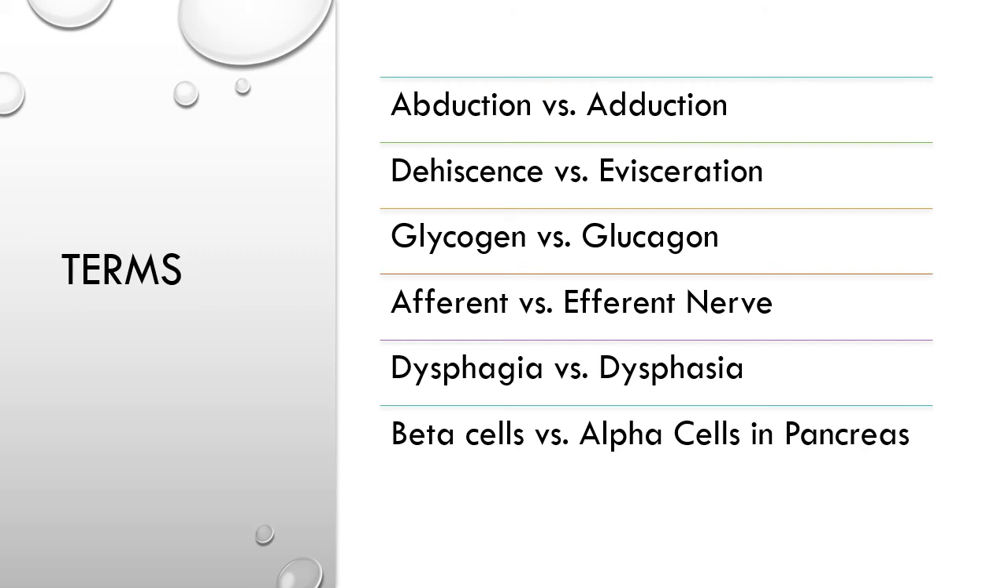Dehiscence versus evisceration. D before E. Remember the dehiscence, that would be the opening up of a wound. Evisceration would be the protrusion of the intestines. So if you remember D before E, one has to happen before the other. Now you could have a dehiscence without necessarily an evisceration.